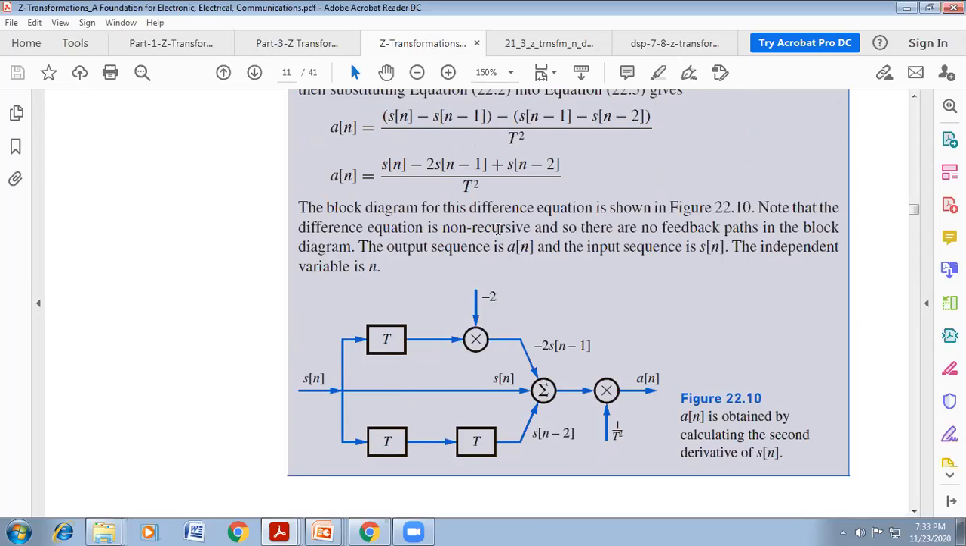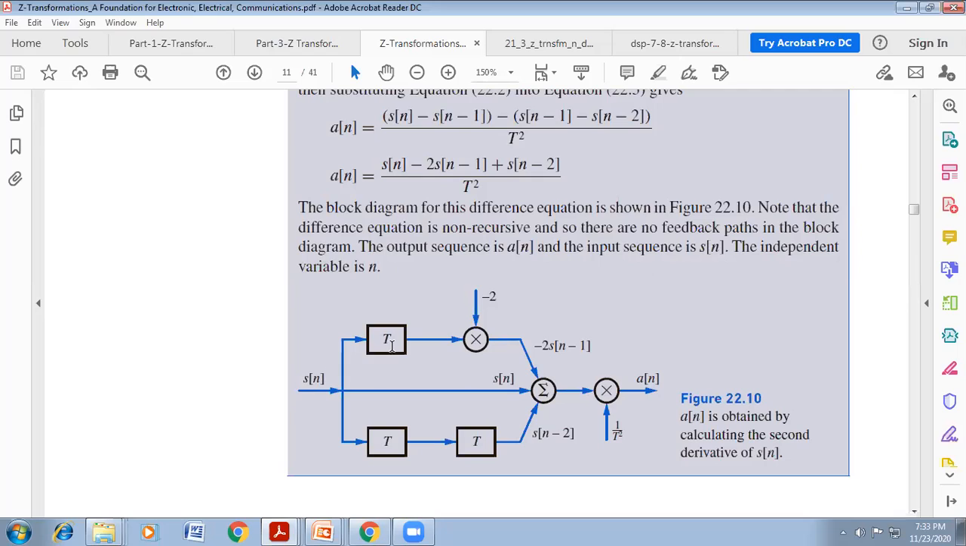The block diagram for this difference equation is shown here. Note that the difference equation is non-recursive, and so there are no feedback paths in the block diagram. The output sequence is An, that means acceleration. Acceleration is the dependent variable here. The input sequence is distance, s. The independent variable is n. So the input will be the distance function and the output will be acceleration.